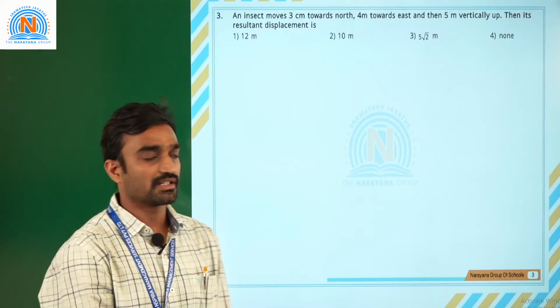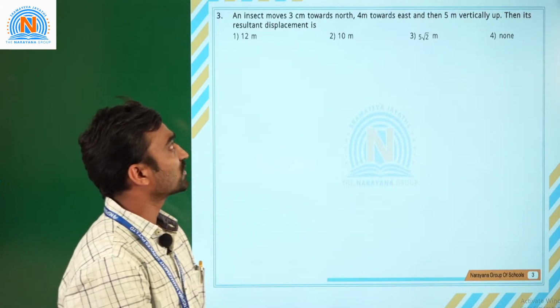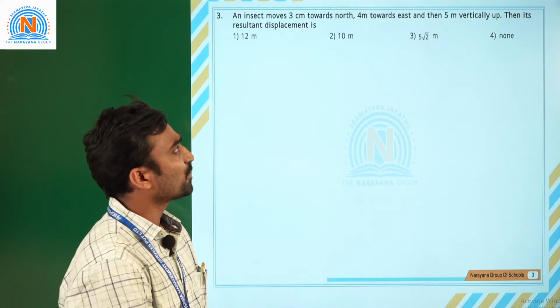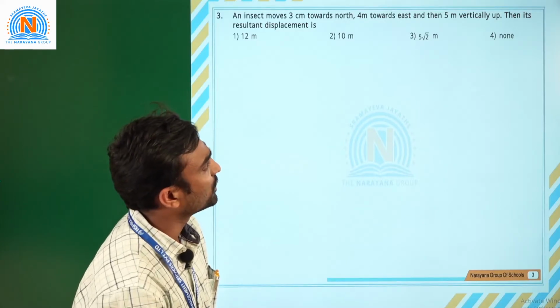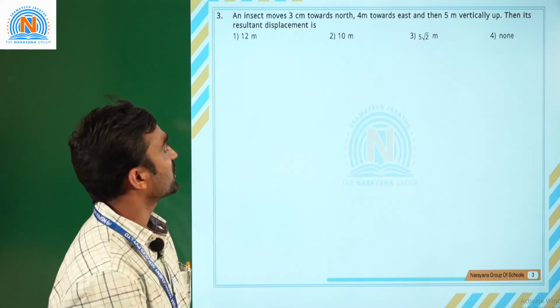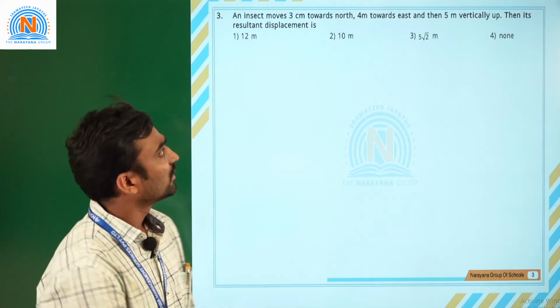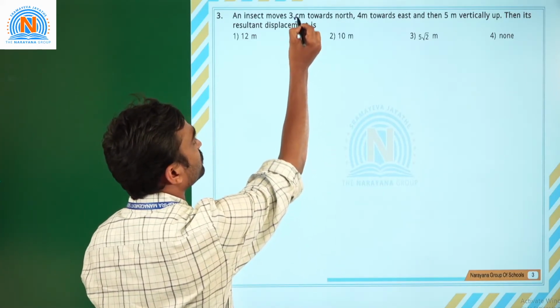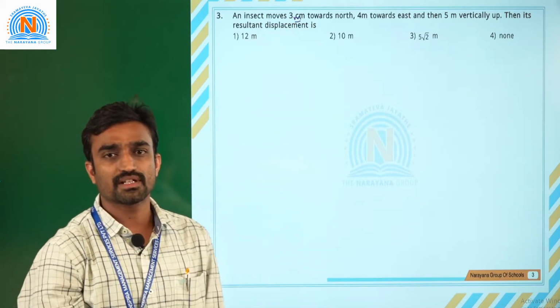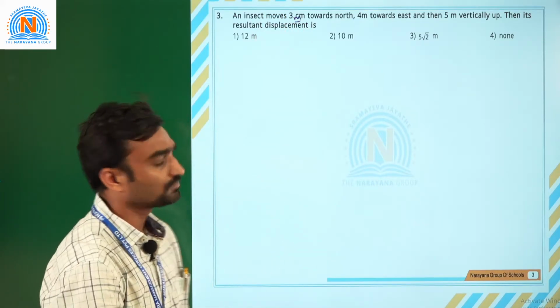This is an interesting question here. An insect moves 3 centimeters towards north, 4 meters towards east and 5 meters vertically up. Then its resultant displacement is. So here we will take this as meter instead of centimeter. Now how to write the vector? How to write the vector here?